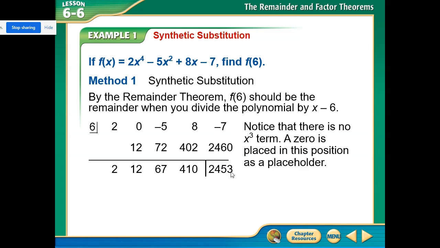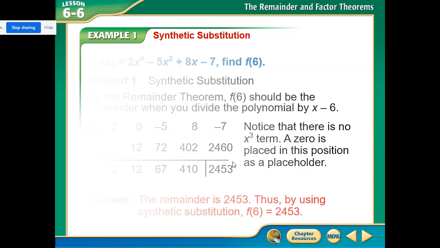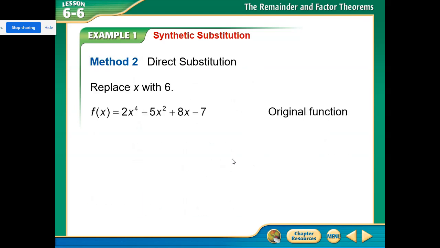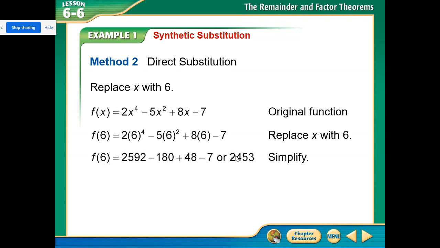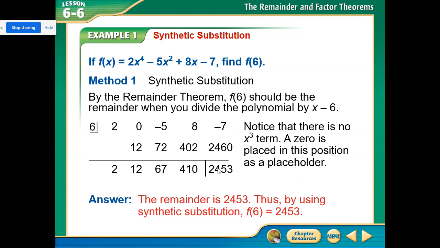Now, what this is saying is if I do f of 6 and put 6 into this equation and solve it that way, I should also get 2,453. And let me show you. If we actually just substitute it in, 6 to the 4, 6 squared, we actually get the exact same answer. This is really important for the things that we're going to be doing this week. Whatever we get here as a remainder is also the value at that point for the equation.